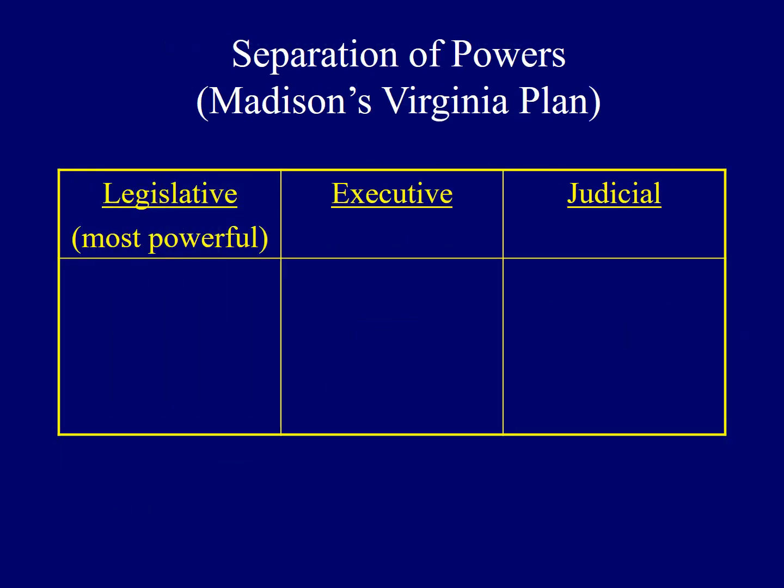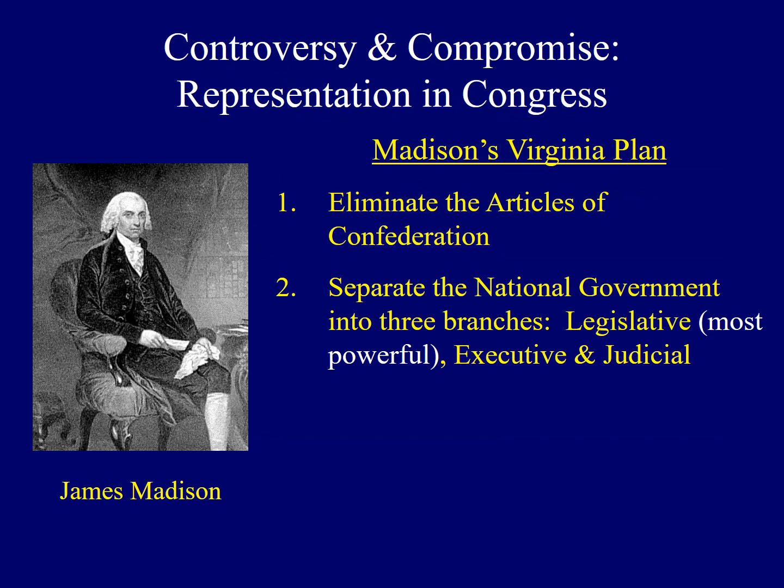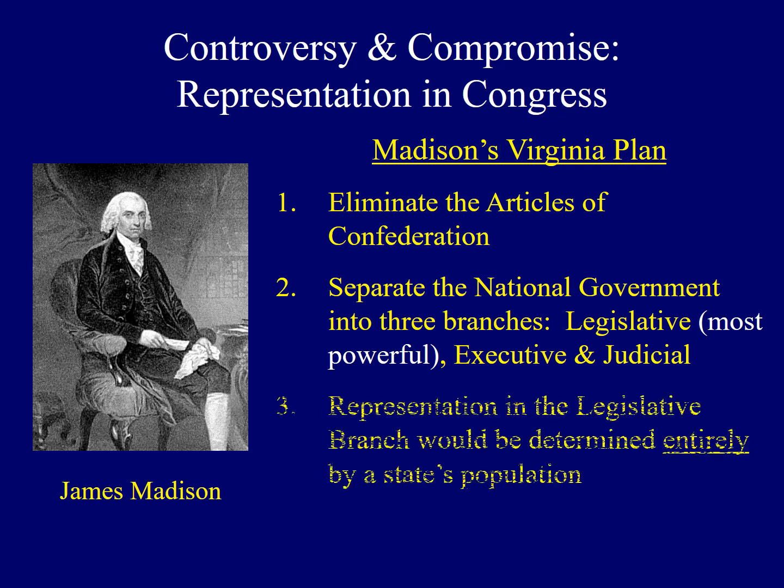Here we see kind of a visual representation of this separation of powers. Madison argued that the legislative branch should be the most powerful of the three branches. While those first two proposals met with approval by the delegates to the convention, Madison's third main idea was very controversial. He argued that representation in the legislative branch should be determined entirely by each state's population.